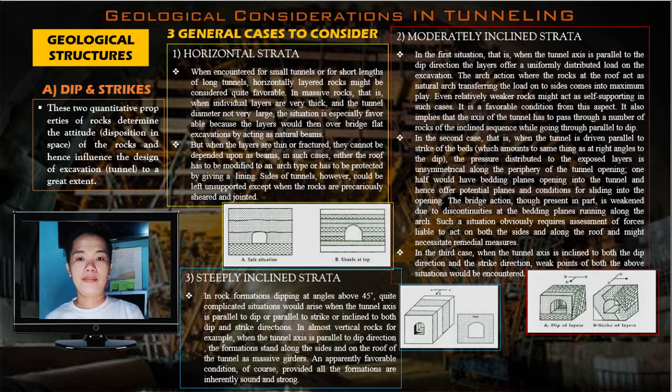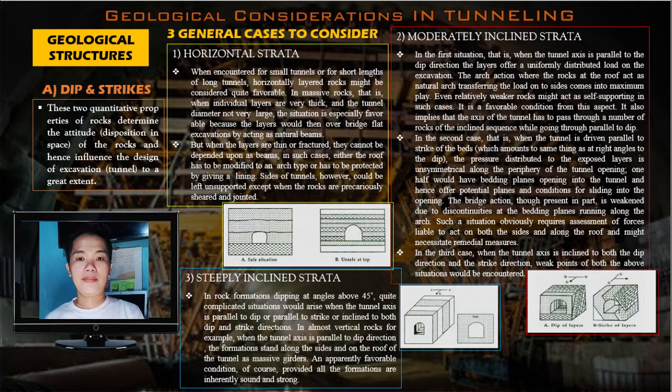The second one is the moderately inclined strata. In the first situation, that is, when the tunnel axis is parallel to the dip direction, the layers offer a uniformly distributed load on the excavation. The arch action where the rocks at the roof act as a natural arch transferring the load on the sides comes into maximum play. Even relatively weaker rocks might act as self-supporting in such cases. It is a favorable condition from this aspect.